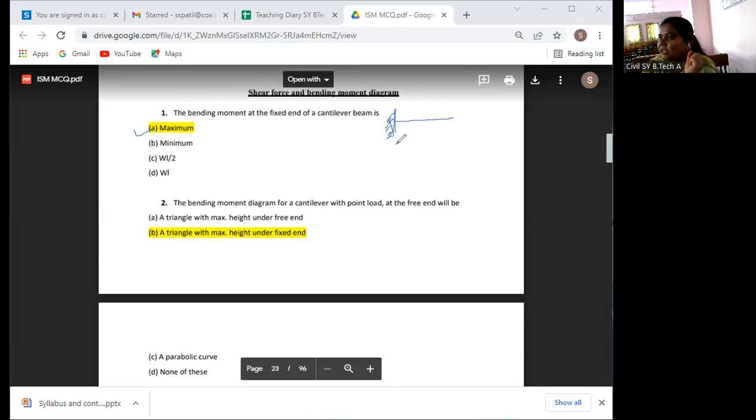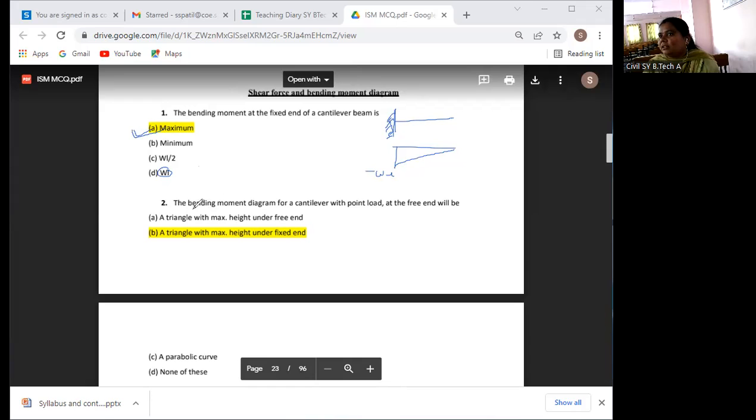Anyone, please at least try to draw the bending moment diagram shape here. How will the bending moment come here? The shape of the bending moment diagram is likewise. Here minus WL is there. Plus WL is given in the options, but our answer is minus WL. So you prefer this maximum.